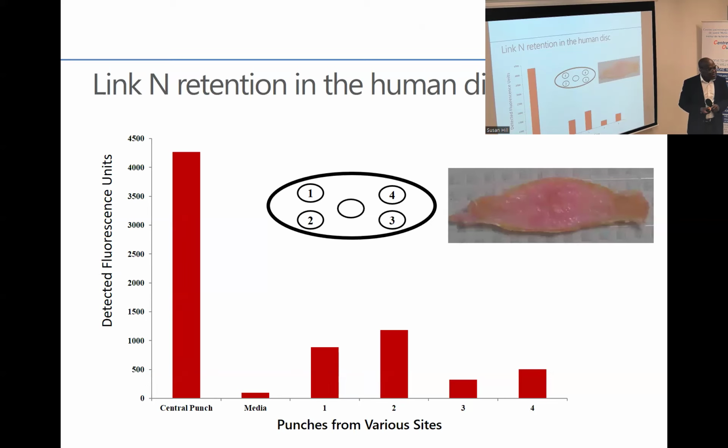The other thing we wanted to find out is how long Lincoln stays in the human disc once you inject it. The way we did it was to attach a fluorophore so that we can see if Lincoln is there. Then we changed the media for 5 days, and came back and checked. We detect by fluorescence. When we took different punches, you can see that there is retention in different punches, depending on the human. That's the central punch, and the retention according to the different locations. This is important because if you're going to inject, you want to make sure that it stays in order to do its job.